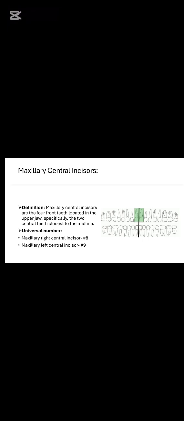Maxillary central incisors are the four front teeth located in the upper jaw. We are going to discuss the tooth located in the upper jaw at the midline. It is the first tooth from the midline, and so is the tooth with the most prominent effect on a person's smile, which means that they are related to our aesthetics. The tooth numbers of the maxillary central incisors in the universal system are 8 and 9.